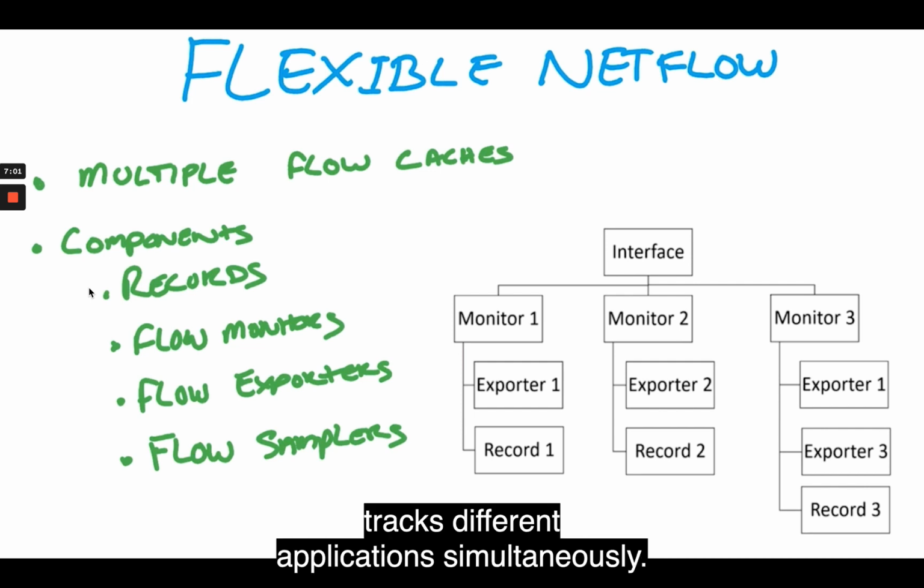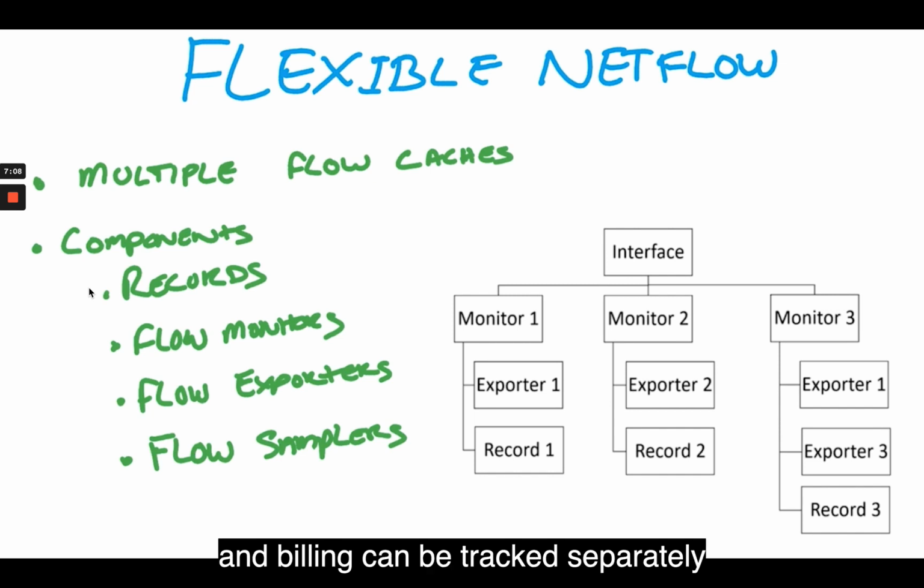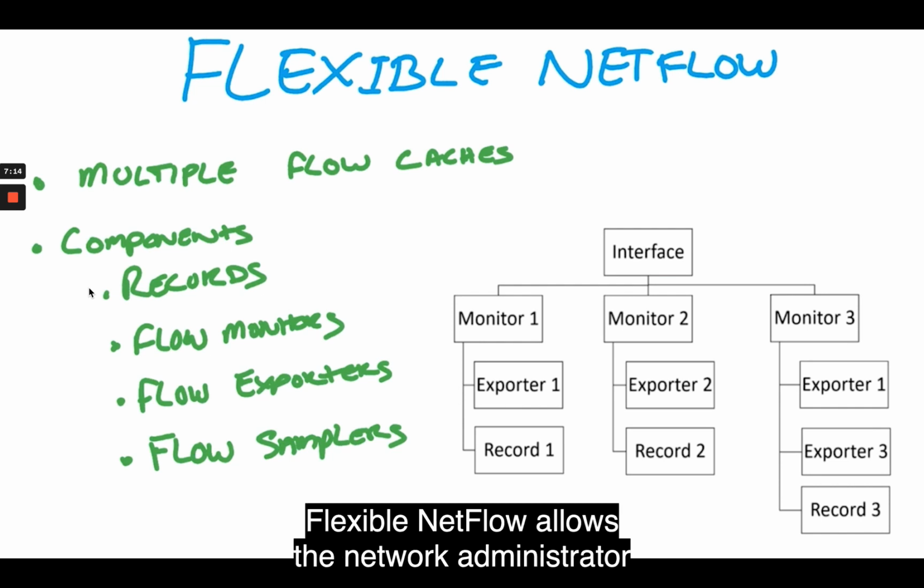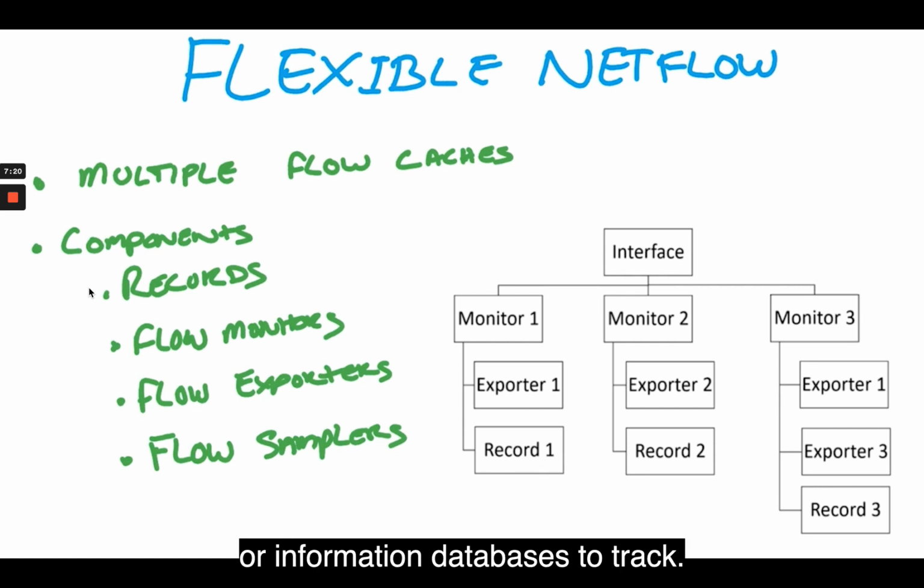Flexible NetFlow tracks different applications simultaneously. For instance, security monitoring, traffic analysis, and billing can be tracked separately, and the information customized per application. Flexible NetFlow allows the network administrator or security professional to create multiple flow caches or information databases to track.